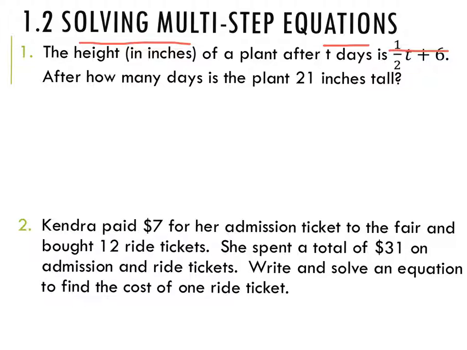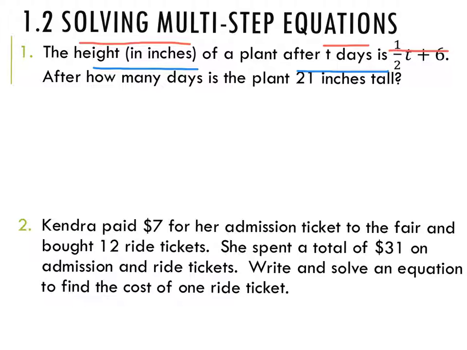It says, after how many days is the plant 21 inches tall? So it's asking me, how many days will the plant be 21 inches tall? It gives me this expression in terms of t, where t is the number of days. So I want to take this expression and write an equation in order to solve.